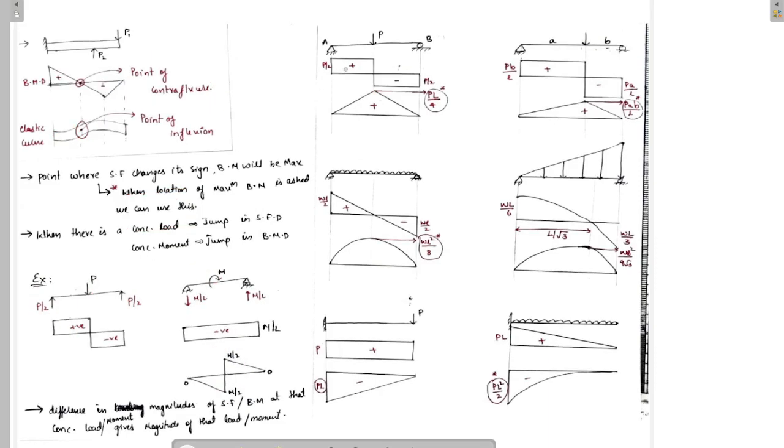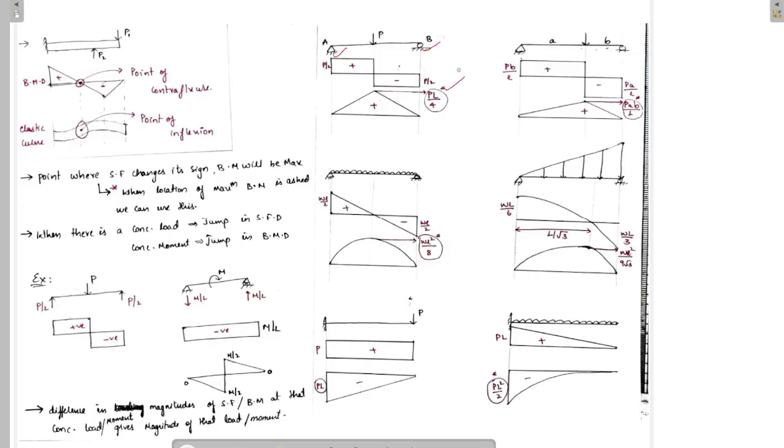Now, let's see shear force and bending moment diagrams of some standard loading. Here, in this case, there is a concentrated load acting at the center of the beam. This is a simply supported beam. This is hinged support and this is roller support. I think you all know this. So, there is a concentrated load acting at the center of the beam. In this case, the shear force diagram looks like this and the bending moment diagram looks like this.